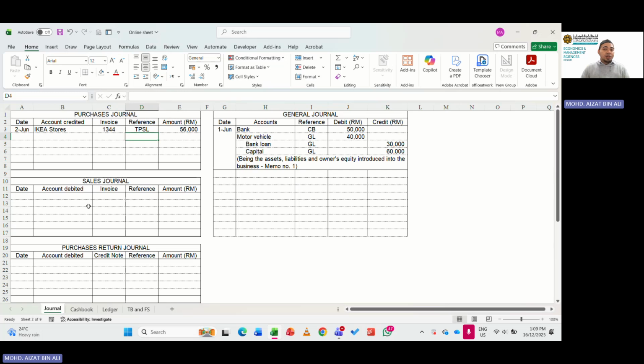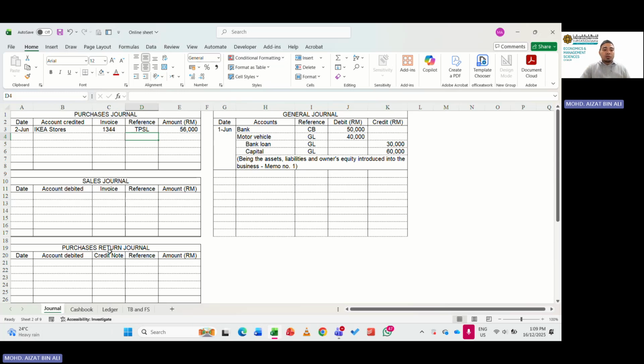After we have completed the recording in the purchase journal, we have to open IKEA stores in TPSL. Whereas for the purchases account, that will be recorded at the end of the period. This is the system of how we record transactions into our ledgers. Different transactions have different ways of recording.